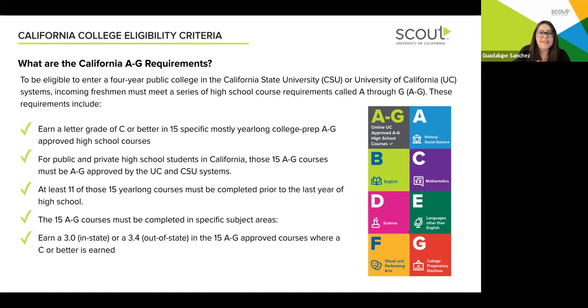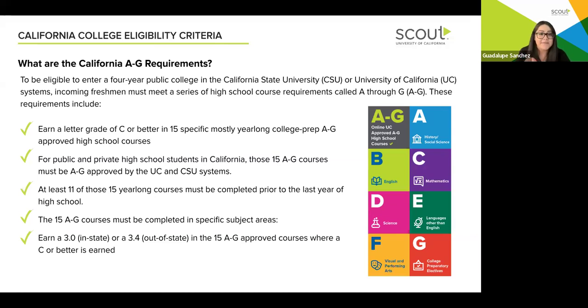Now, in order for students to be eligible to apply for a four-year public university in California, such as the CSU or UC campuses, incoming freshman students must meet a series of high school courses, and these are what we call the A through G courses. Now, if you're not familiar with A through G, we're going to give you a quick breakdown of what these are. Students have to get a C or better in these 15 A through G year-long courses. These courses must also be A through G approved by both the CSU and UC campuses, and we're going to explain a little bit more of what that approval means a little bit later on in the presentation.